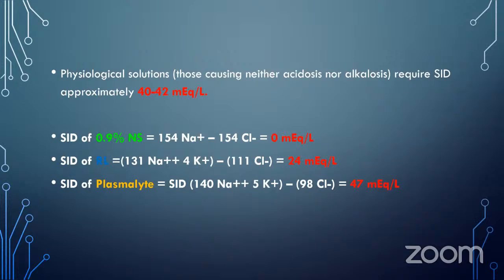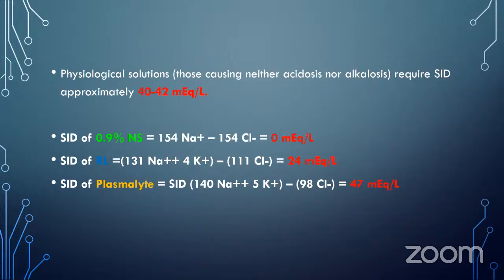So if you calculate the strong ion difference of 0.9% saline, it is 154 sodium minus 154 chloride, that is 0. The strong ion difference of NS is 0. At the same time, the strong ion difference of ringer lactate is around 24. It's 131 sodium plus 4 potassium minus 111 of chloride. That is equal to 24 milliequivalents. And the strong ion difference of plasmalyte comes close to 47, which is probably close to that physiological range of strong ion difference of 40 to 42, making it more a physiological solution.